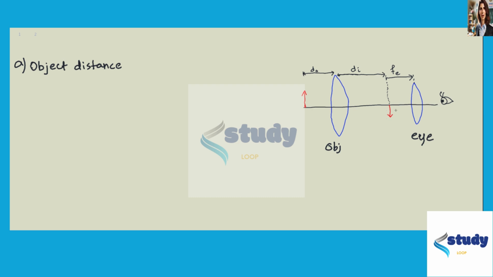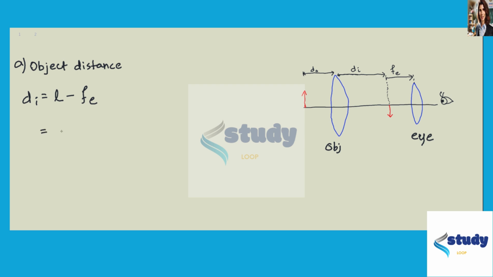is used as a virtual object, and since for a relaxed eye the image is created at infinity, we can say that this image will be at the focal point of this eyepiece, right? So from that we can find the image distance, since we know the total separation between the objective lens and eye. So the image distance will be di, which is equal to the separation minus the focal length of the eyepiece.